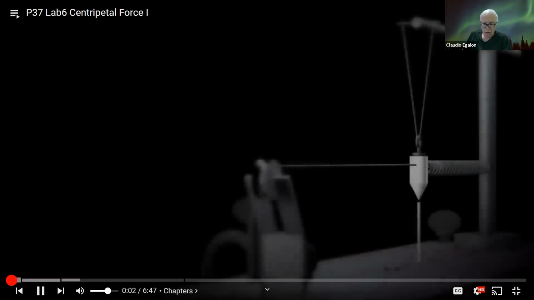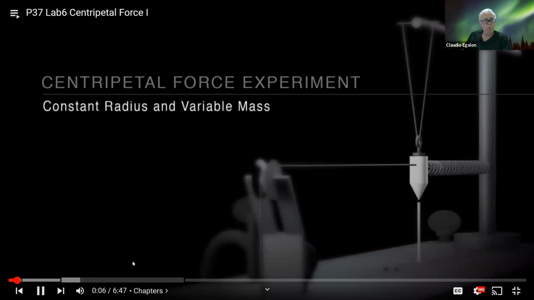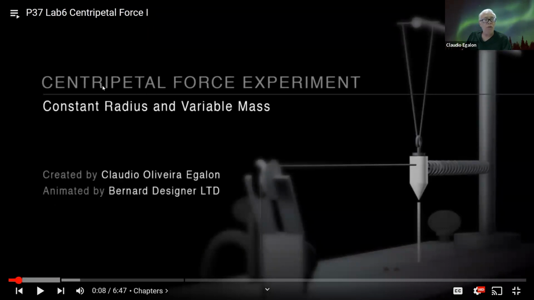Okay, what about now? Centripetal force experiment: constant radius and variable mass. Note that we are doing an experiment in which the radius of the object undergoing uniform circular motion is going to be constant. We are going to make 6 different measurements. We're going to keep the radius the same, but we're going to change the mass of the object that rotates. That's why I put constant radius and variable mass.